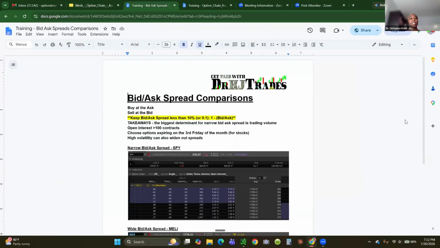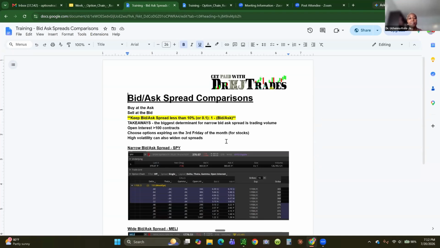Okay, check out this illustration I made for you guys. It's the bid-ask spread comparison. So, like I said before, you always buy at the ask and you sell at the bid. You want to keep it where it's less than 10%. So you can just do the math: one minus your bid divided by your ask. If that is less than 0.1, then it's less than 10%.